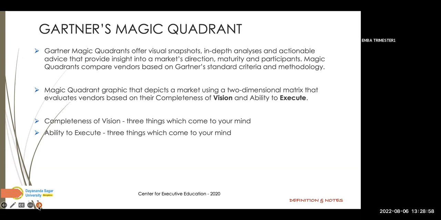The standard methodology is that we use a two-dimensional coordinate system, an x-axis and a y-axis, in which we say completeness of vision and ability to execute. What is vision? Vision is the ability to look beyond, right?